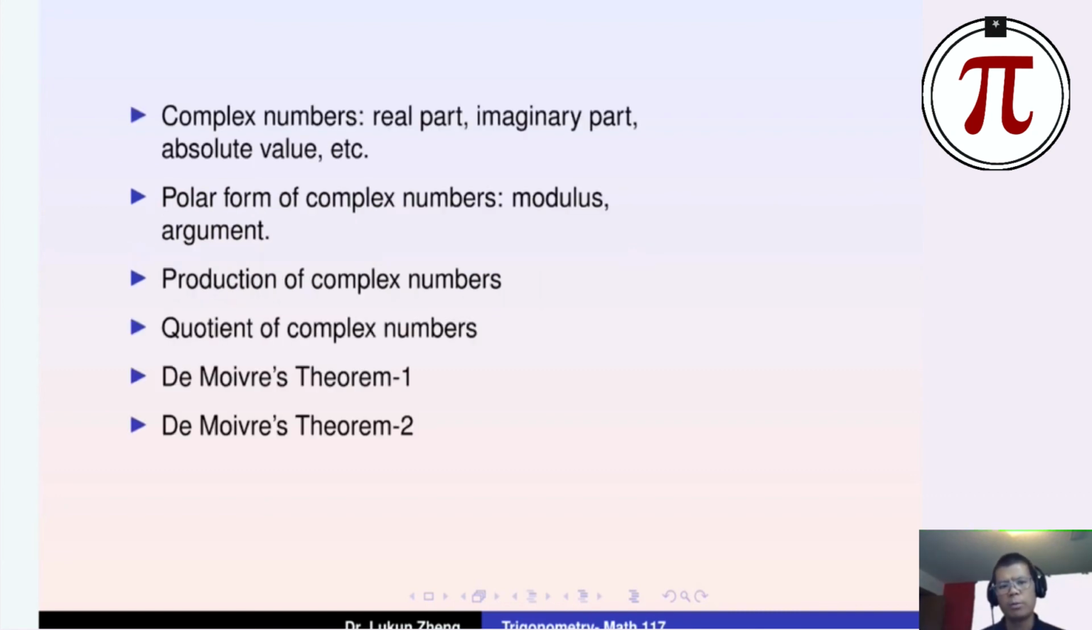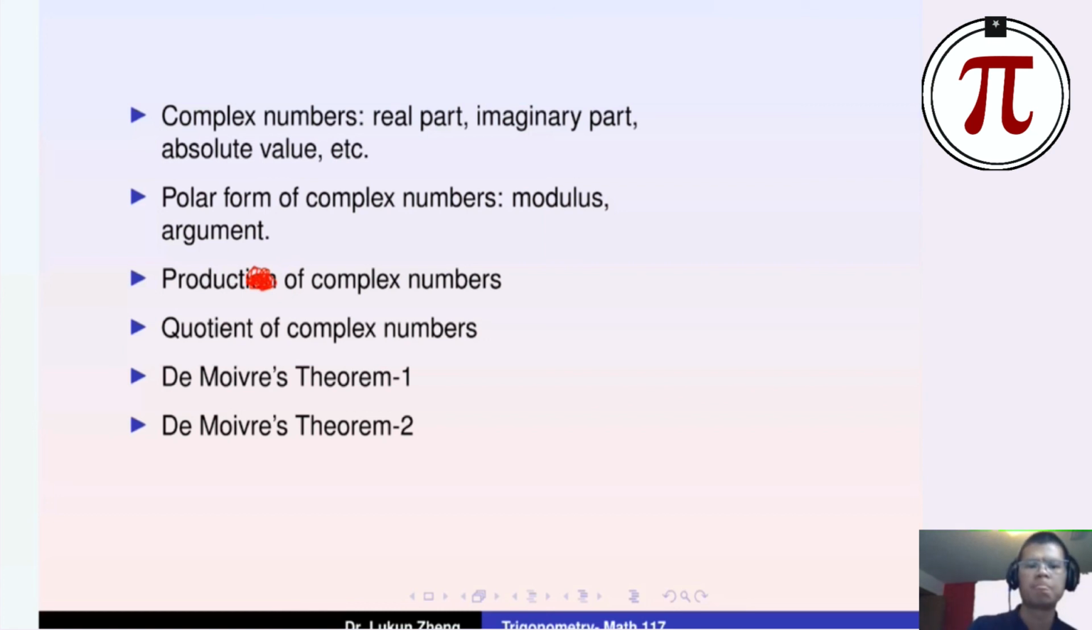The next section, section 4.4, is the complex numbers. So the definition, the real part, imaginary part, absolute value, polar form of complex numbers. You need to find the modulus, argument, product of complex numbers, and quotient in polar forms. De Moivre's theorem, to find the power of a complex number. And De Moivre's theorem 2 is to find the nth root of a complex number.